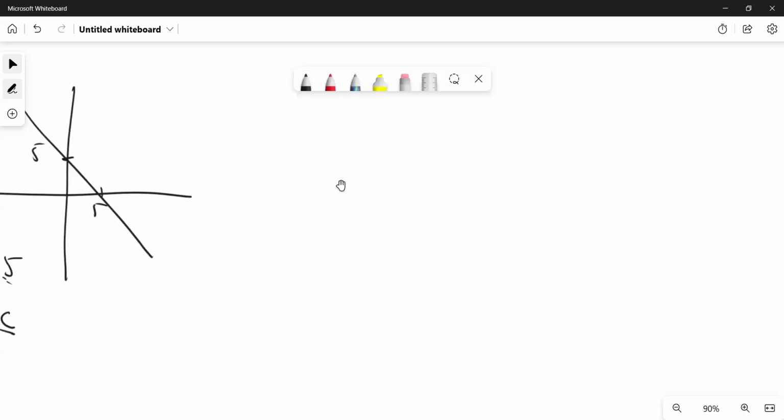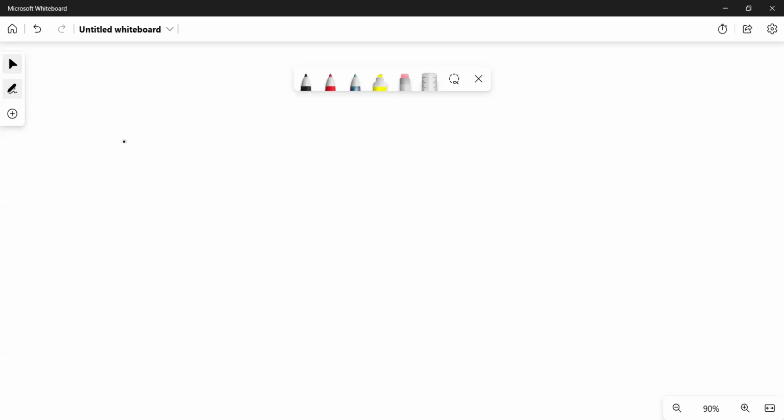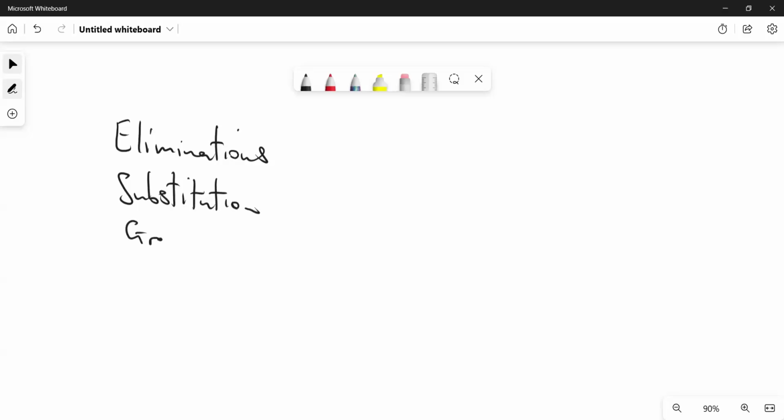There are many methods to solve simultaneous equations. You're going to hear about the method of elimination. You're going to hear about substitution. And you're going to hear about a graphical approach. Then there's matrices. All these are methods of solving simultaneous equations.